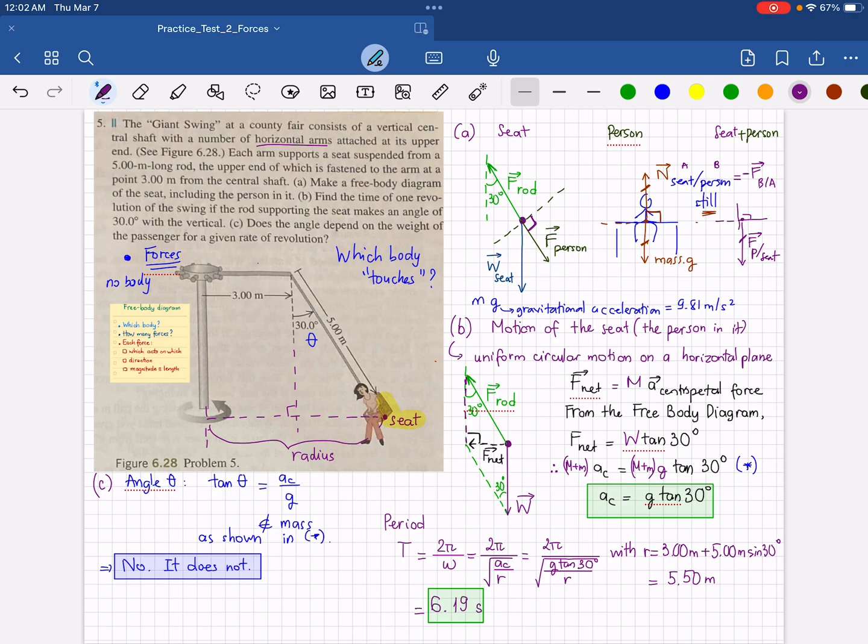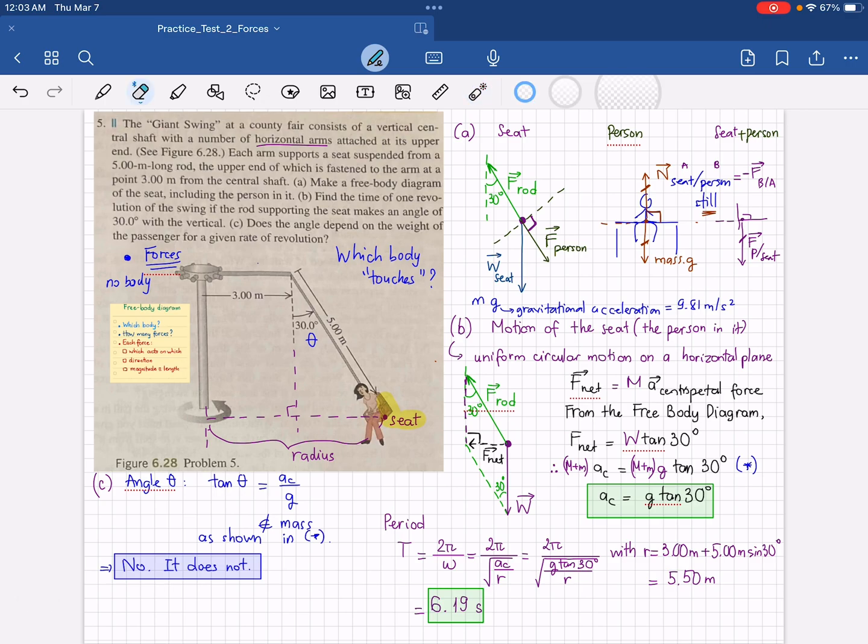What else? Okay, let's just look around here. Yes, so we have the last one, the rod. The rod attached to the seat will pull the seat this way, right? It should be along this line that makes an angle of 30 degrees with the vertical, and it should be upward, right? Because if it's not upward, if it's downward this way, then everything will just fall down to the ground. Yep, so that is the seat.